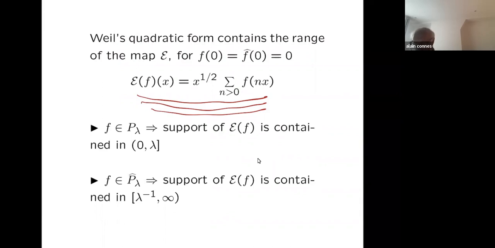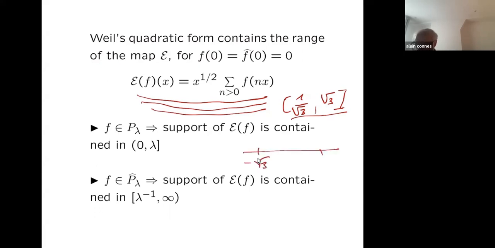a zero eigenvalue. Why can you not have a zero eigenvalue? Because you restrict your functions to have, for instance, support between 1 over square root of 3 and square root of 3. So the reason why you don't have a zero eigenvalue, even though you have this function, is that you cannot have a function of this form with support between here and here. What happens if you take your function f to have support here? Let me take an even function which has support between minus square root of 3 and square root of 3, okay?